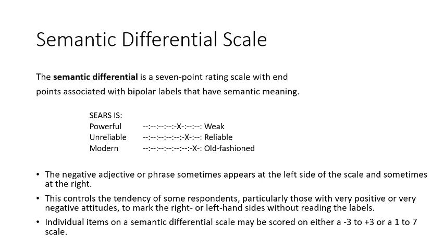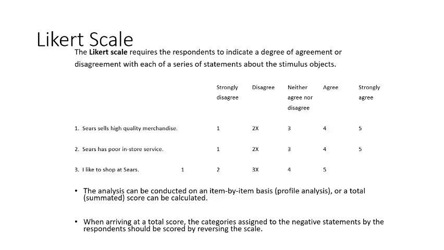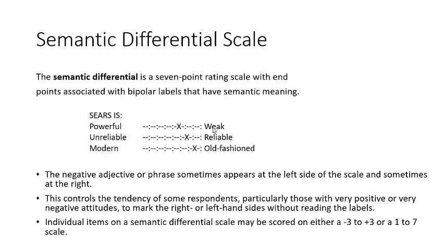So the negative adjective or phrase sometimes appears at the left side of the scale, sometimes at the right. It may happen. However, in a Likert scale, it is very important that the least number is given to disagreement. Usually, students make a mistake. They start from strongly disagree but place 5 here, then 4, then 3, then 2, then 1 for agree. No, this is wrong. The given example is correct. Placing 5 on disagree, or vice versa, is the wrong method.